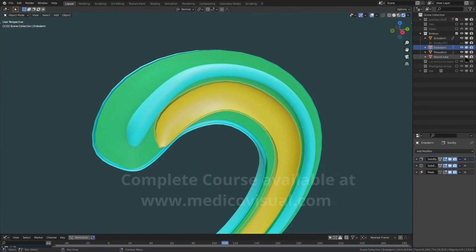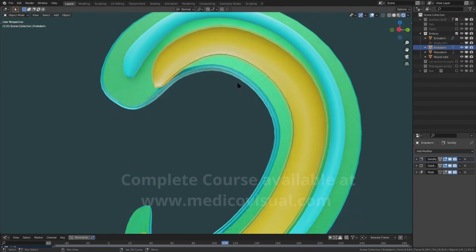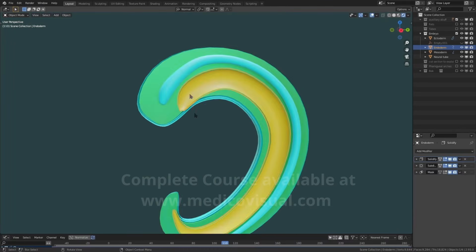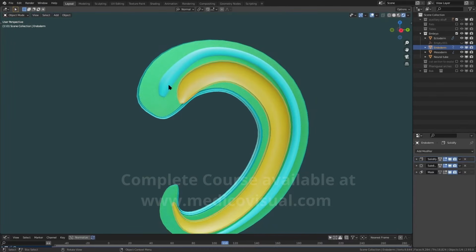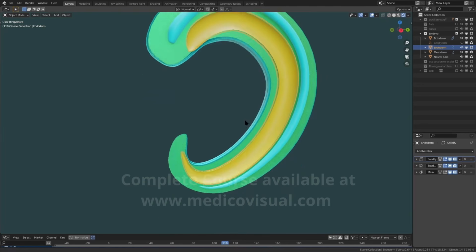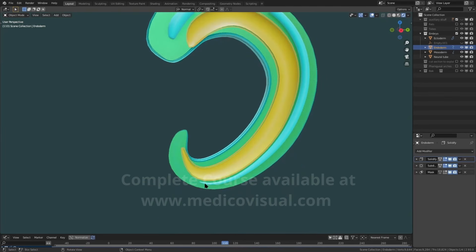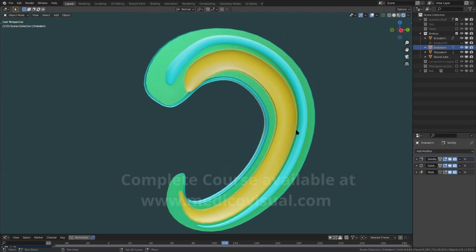So here is the neural tube. You can see that the neural tube initially has almost similar thickness all around, except at the caudal-most end where it is much more tapered. But other than this caudal end, it has almost a similar thickness. But later it forms some bulges or swellings. So let's see what happens.